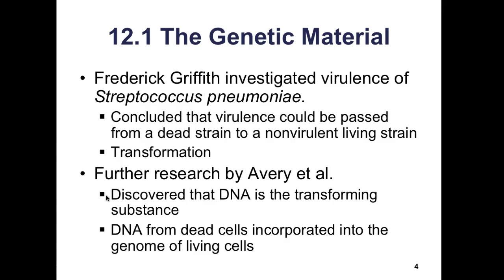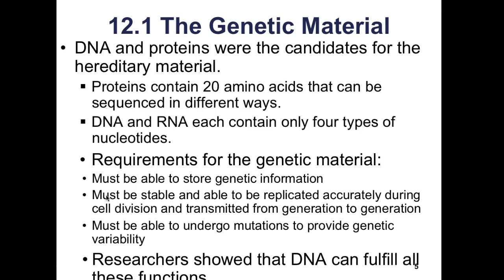Further research by Avery discovered that DNA is the transforming substance, and DNA from the dead cells incorporated in the genome of the living cells themselves. So DNA and proteins were the candidates for the hereditary material. Basically, we know that proteins contain 20 amino acids that can be sequenced in different ways. The DNA and RNA each contain only 4 types of nucleotides.